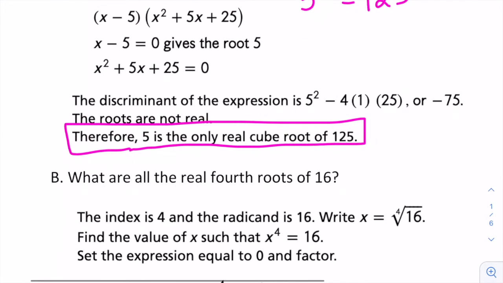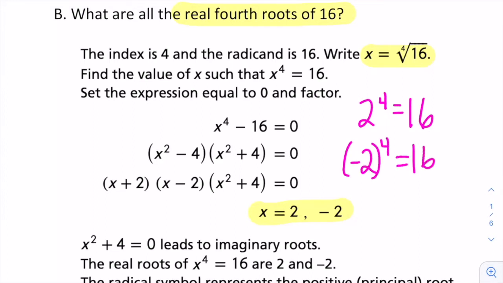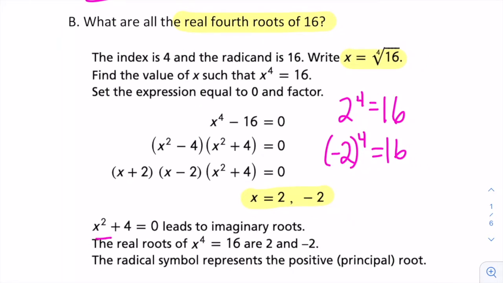Now when we consider the fourth root of 16, remember we could write that as x equals the fourth root of 16. We're seeing what number multiplied by itself 4 times would give us 16. And we know that 2 raised to the 4th equals 16. And we also know negative 2 raised to the 4th equals 16. So we're going to get 2 answers there because it's a fourth root. And remember, if we factored this, this binomial here would give us imaginary roots. So there's only 2 real fourth roots.